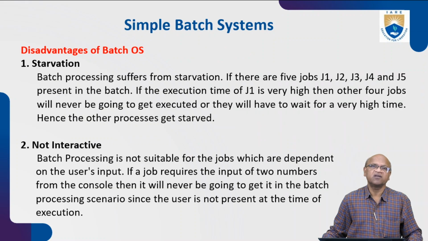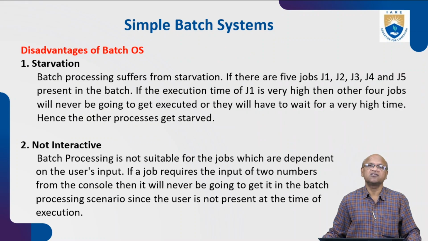Disadvantages: since the jobs are in the queue, the first job is under execution and the second job has to be in the queue for a longer time. That is called starvation. Batch processing suffers from starvation. If there are 5 jobs, J1, J2, J3, J4, and J5, present in the batch, and the execution time of J1 is very high, then the other jobs will never get time to execute because they keep on waiting for the job.